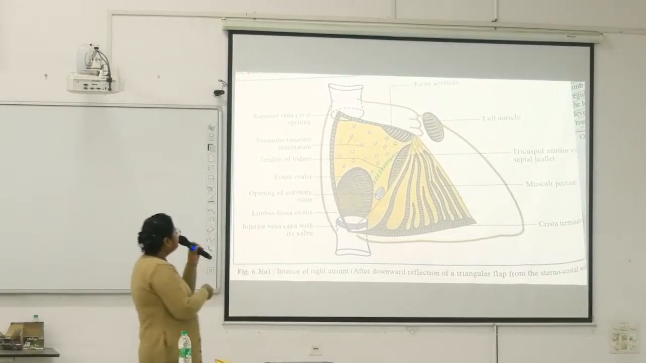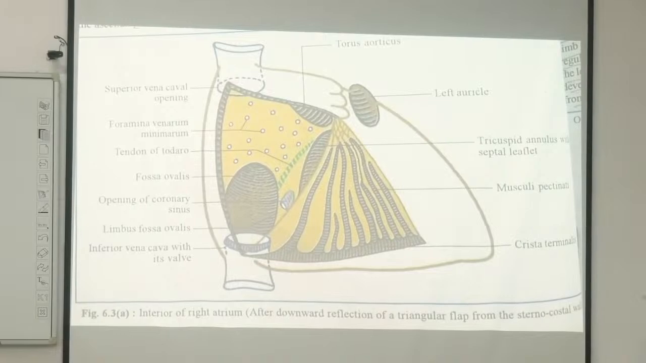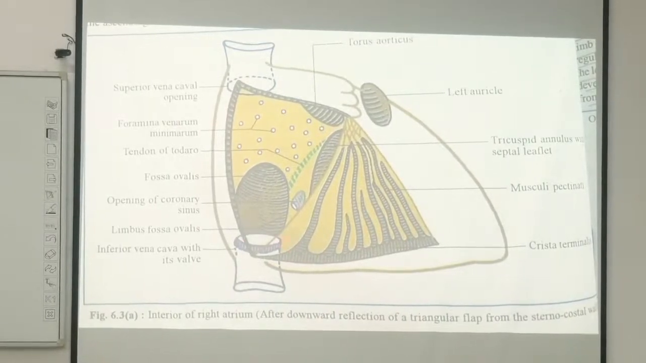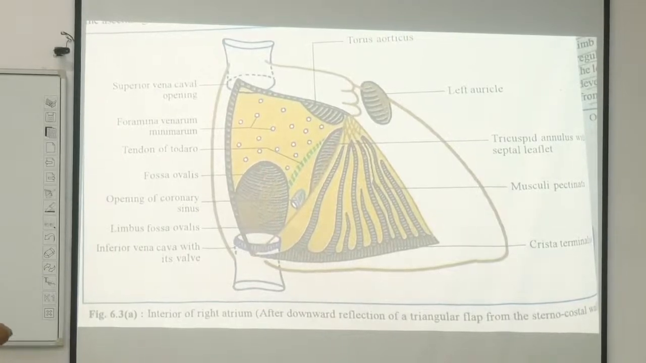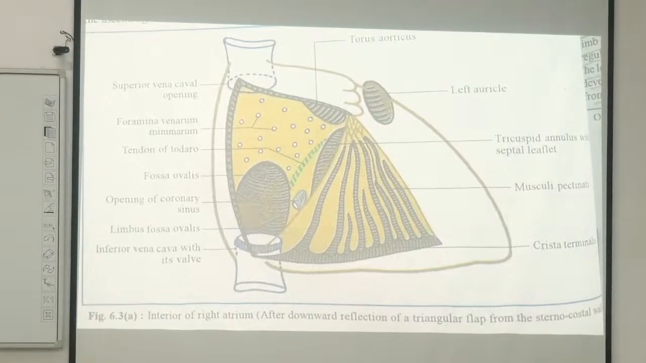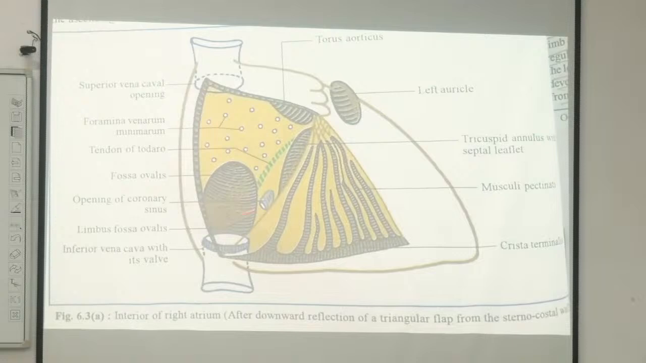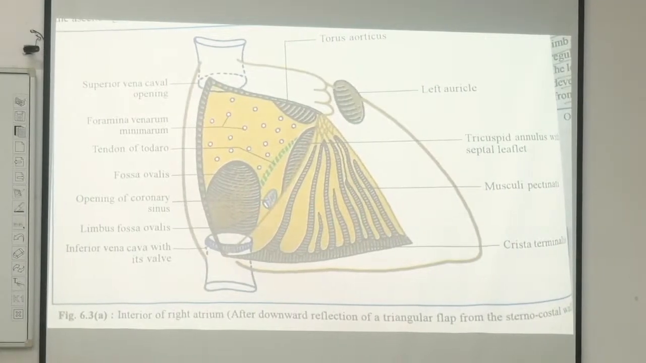This is an enlarged view of the interatrial septum. Here are the openings of foramina venarum minimarum. Here is the opening of the inferior vena cava, and in this part is the tricuspid annulus, the connection between the right atrium and right ventricle. The tricuspid valve is there, and this is the opening of the coronary sinus. So you can see the position of the opening of the coronary sinus.